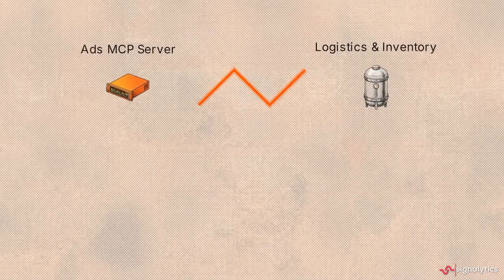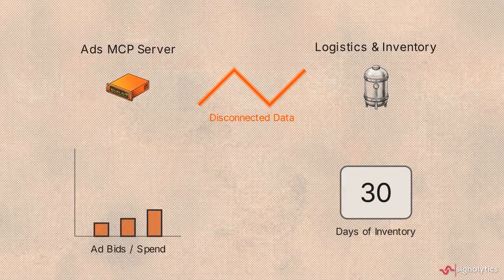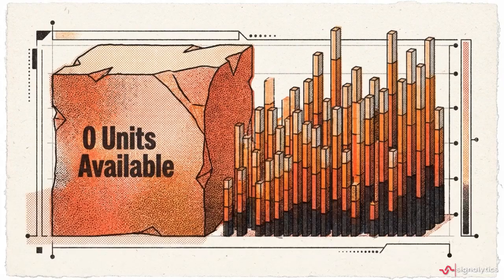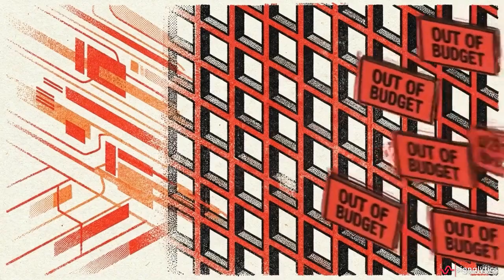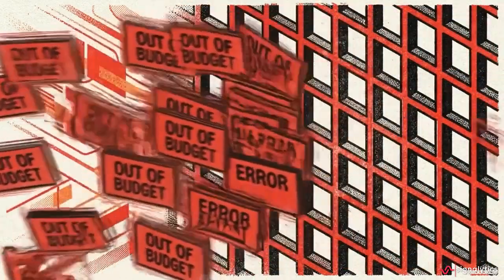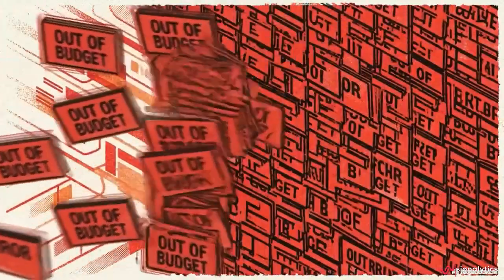Plus, the Ads MCP server is siloed. It cannot access inventory data or see margin-eating fee increases. In a blast radius scenario, an AI instantly scales up bids on a winning campaign for a product with only 8 days of inventory left. The AI's speed pushes you into a stockout before you can even catch the error. High-speed execution, isolated from cross-system intelligence, is not operational efficiency. It is simply a mechanism for making expensive mistakes faster.